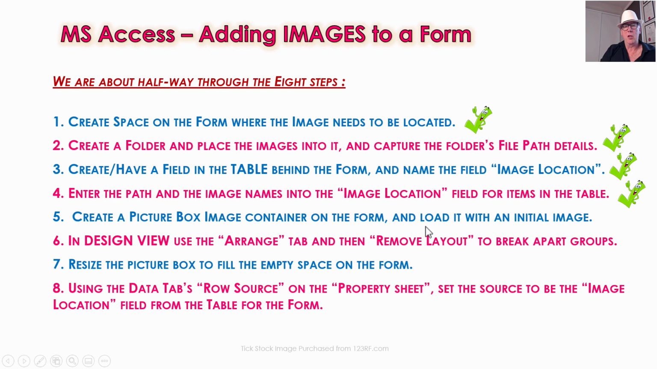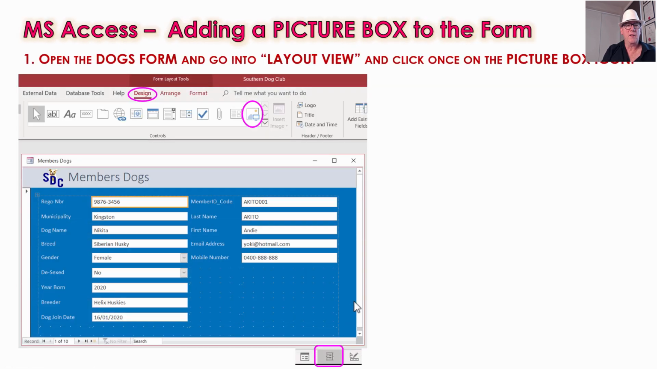So we need to make that picture box on the form, then we can use arrange, remove layout, to break apart the grouping so we can make that picture box big enough. And then the last step is just to link the picture box up to that table where we've got the addresses of all the pictures, okay? So that's going really well. So in the docs form, we need to have it opened up in layout view. So we just did all that work in the table and saved the table and closed it.